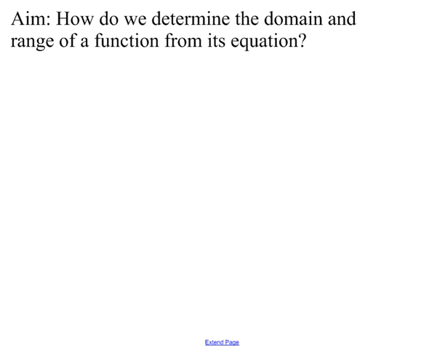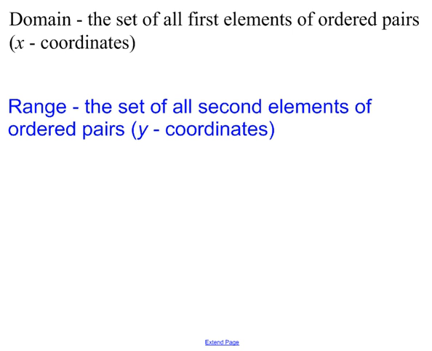Mr. E here. Our aim for the video is how do we determine the domain and range of a function from its equation. Okay, so recall that the domain is the set of all first elements of ordered pairs. So the domain, that's your x coordinates. You can also think of the domain as the inputs. The range is the set of all second elements of ordered pairs, and your range, that's your y coordinates. You can also think of the range as your outputs.